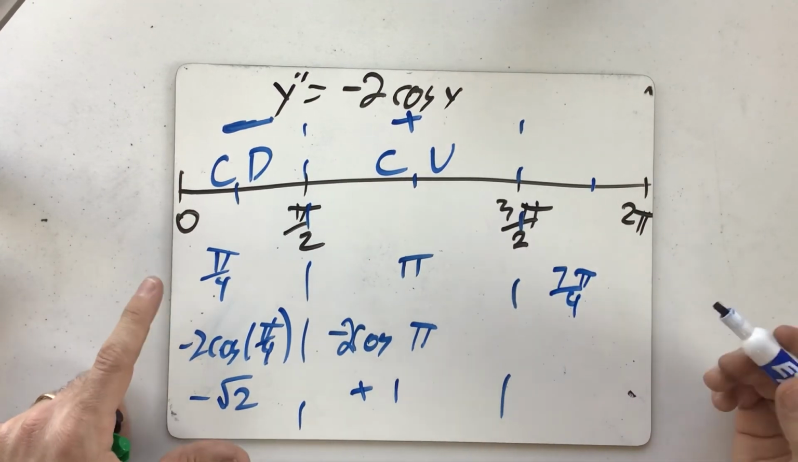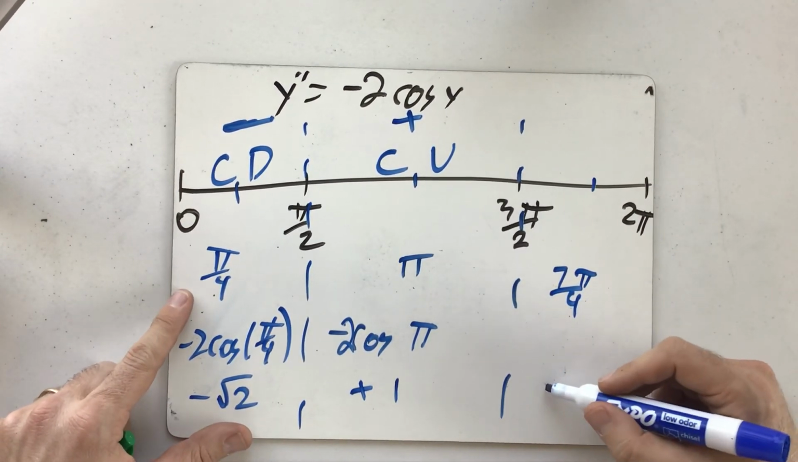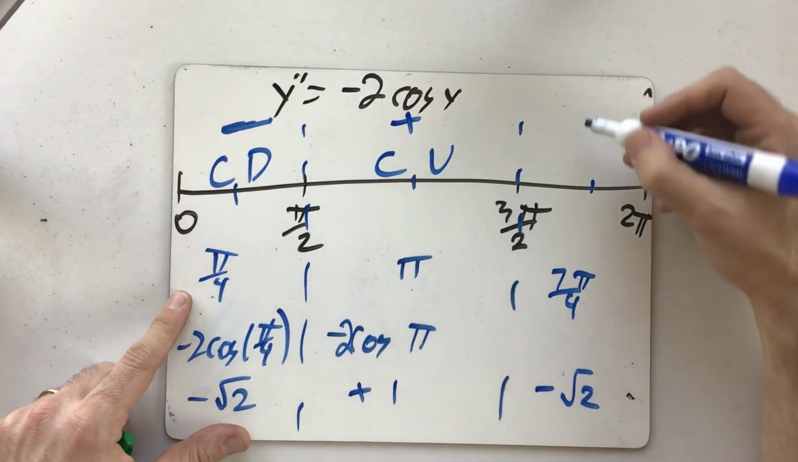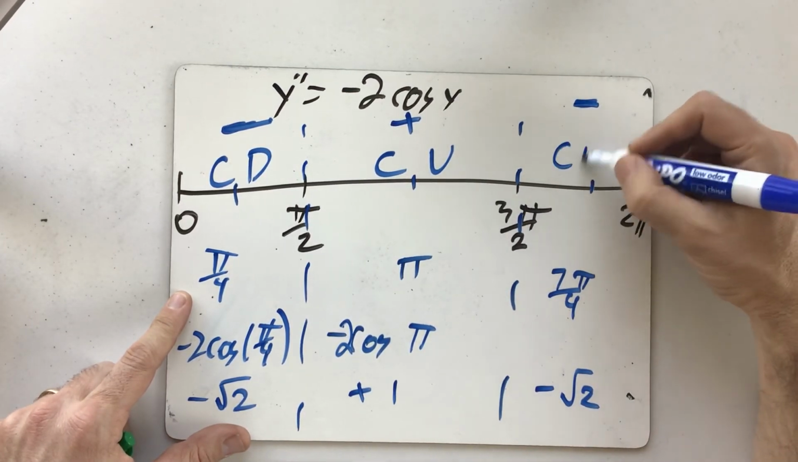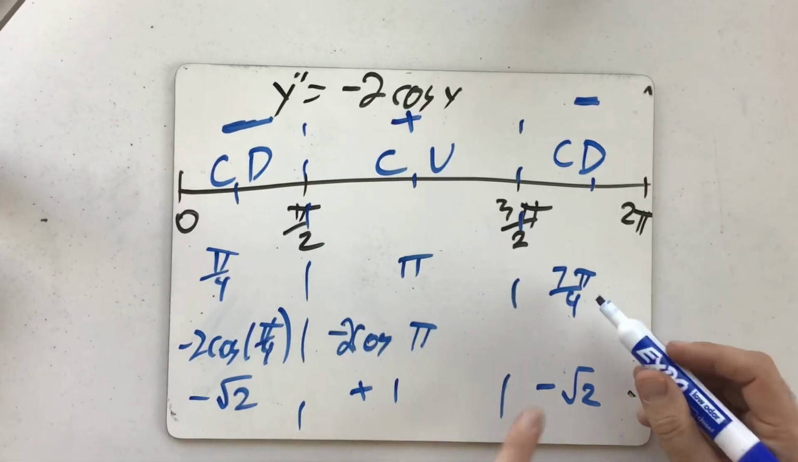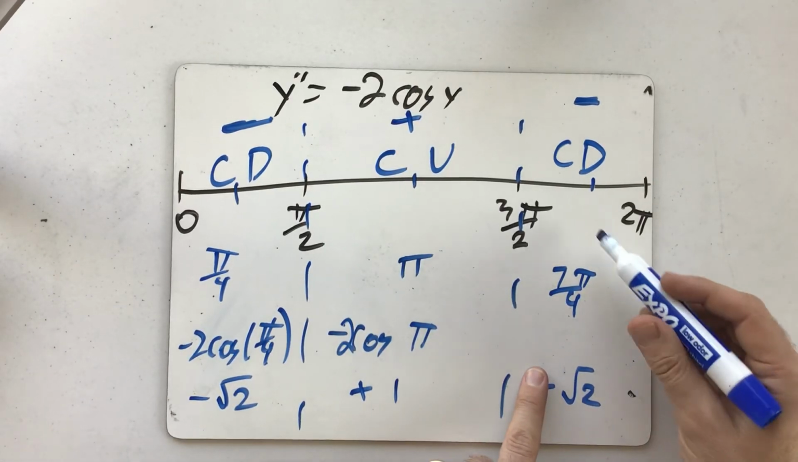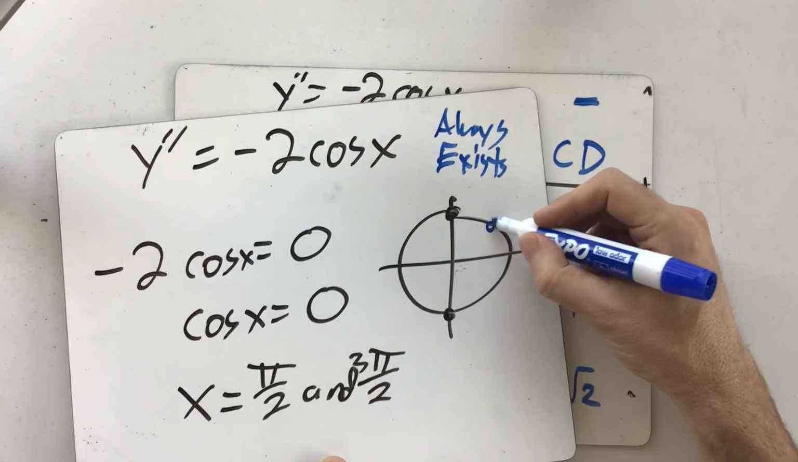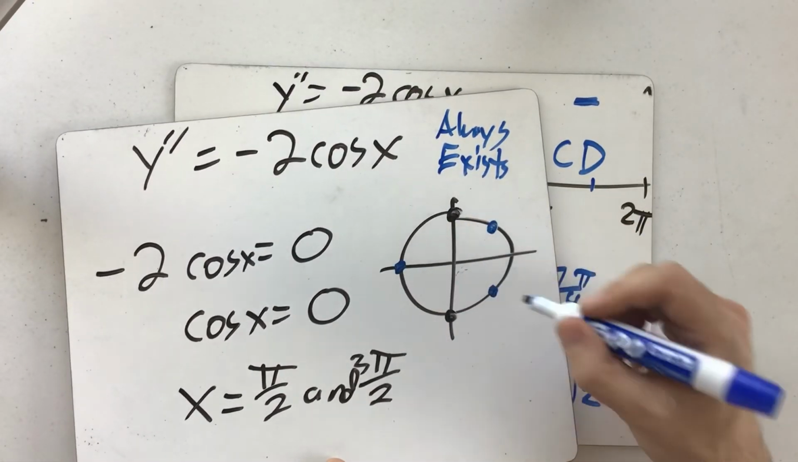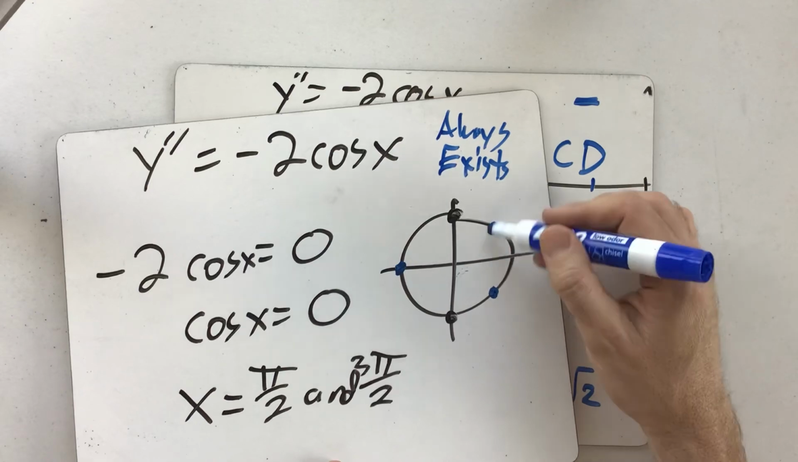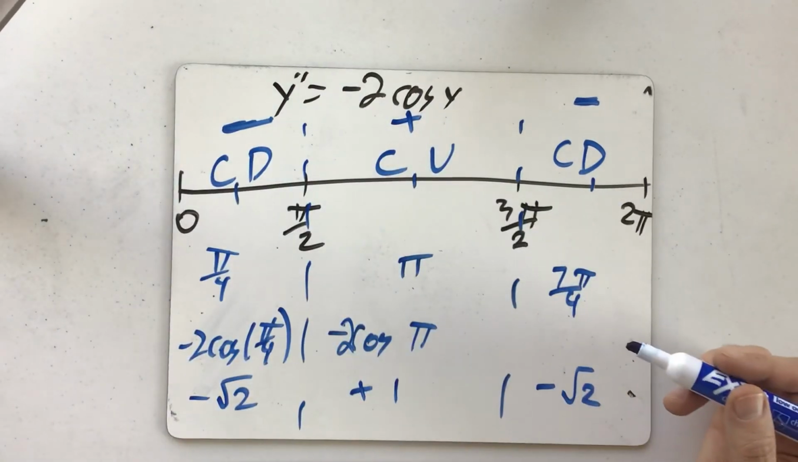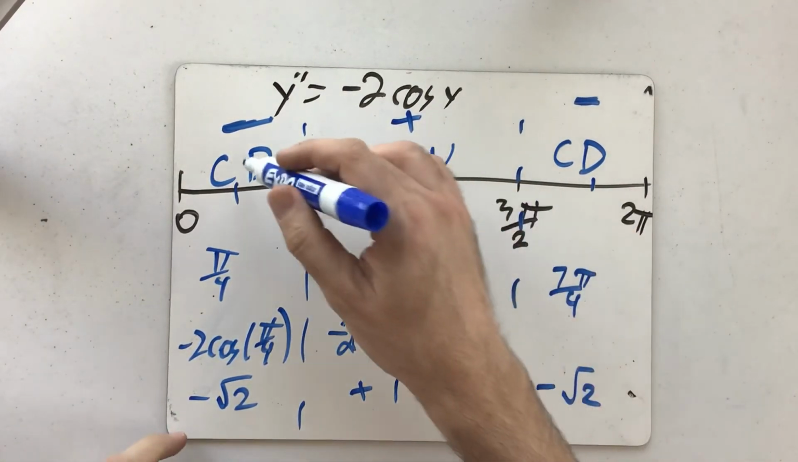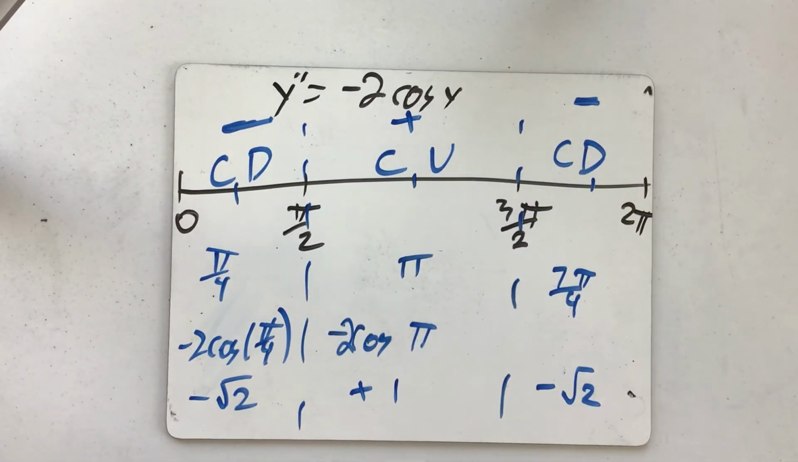7 pi over 4. And this is also going to give us a negative square root of 2 when we're done. So this is negative, and this is concave down. What is this? This is just the number that's pi over 4 away from making a full circle. So if I did my unit circle, I chose that number, and then that number. Because cosine is the x value, those two end up giving me the same result. Okay, so I got concave down, concave up, concave down.